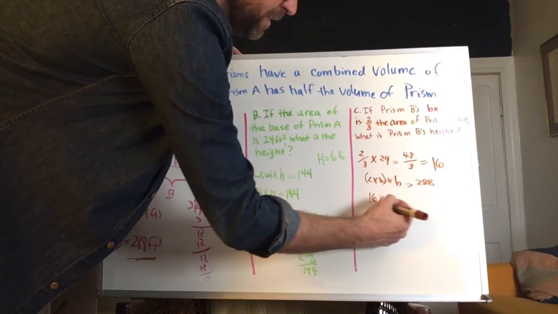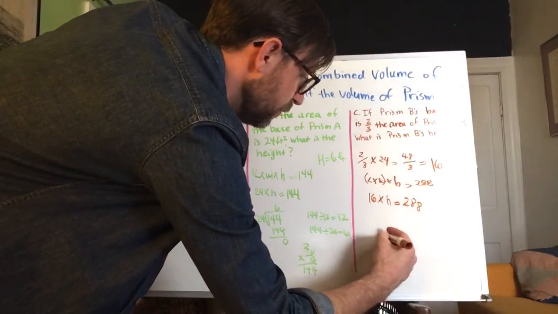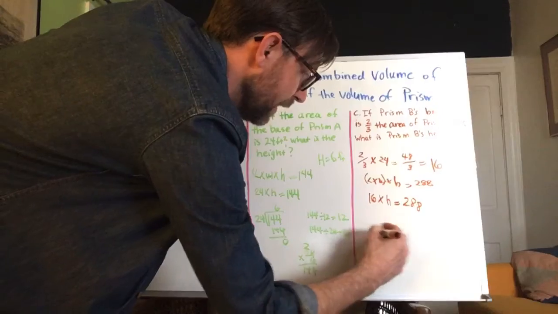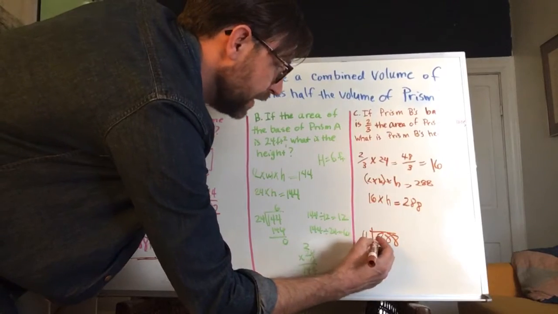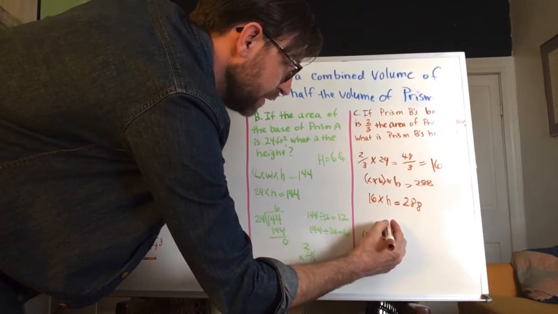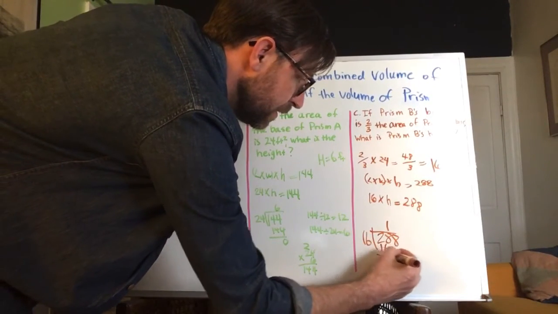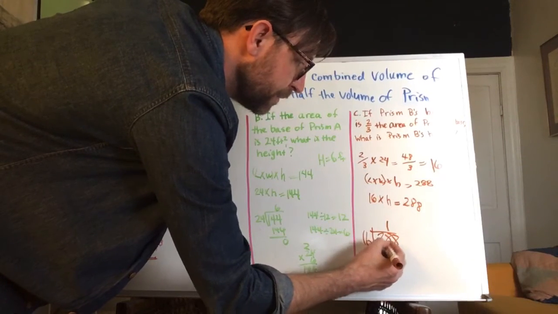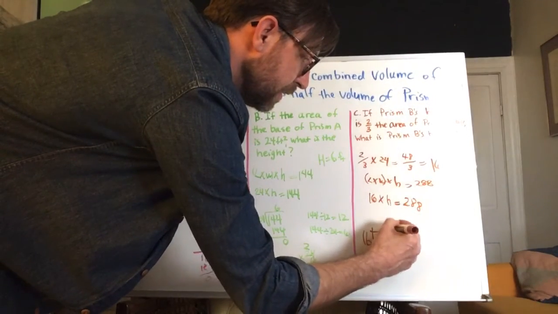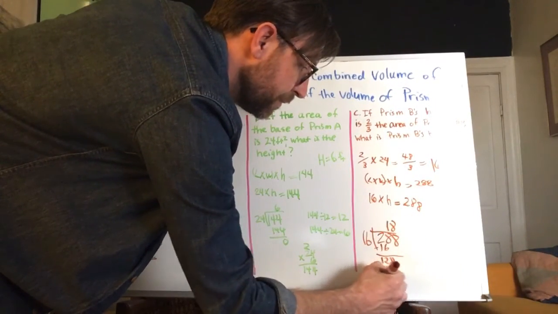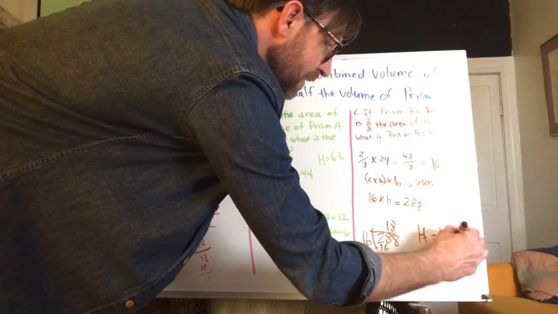So now I've got 16 times height is 288. So now I do the exact same thing. What is 288 divided by 16? Because 16 times blank is 288. So let's see, 16 goes into 28 one time. 1 times 16 is 16. And 28 minus 16 is 12, bring down the 8, 128. 8 times 16 is 128. So that tells me that the height for prism B is 18 feet.